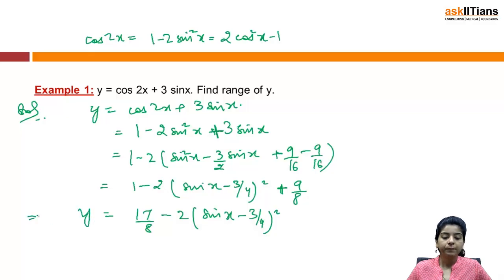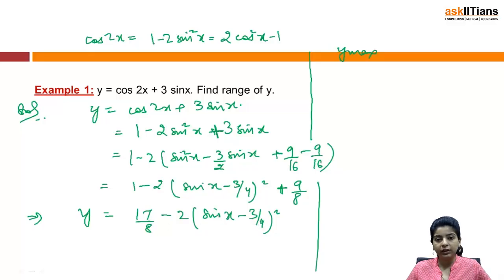So this is our y. Now you have to comment on the range of y. That means you need the maximum as well as the minimum value of y. So for that, now you have got y is this, y max would be if this quantity becomes 0. Obviously, if you are not to subtract anything from this quantity, then it will be the maximum value of y. So my y max would be 17 by 8 at sin x is 3 by 4. This can become 0 only when sin x becomes 3 by 4. So 3 by 4 minus 3 by 4 will become 0.